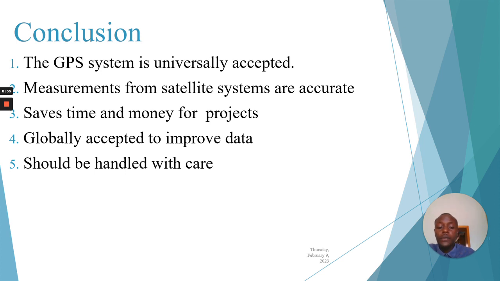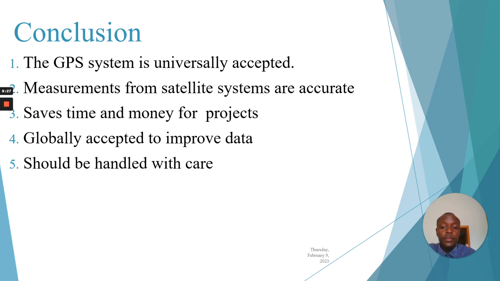In the conclusion, number one, the GPS system is universally accepted as it is used globally. The measurements from satellite systems are accurate. If you take measurements today, then you come back after 5 or 10 years, the same coordinates that you took today will be the same positioning that you'll acquire in 5 or more years to come. So the systems are accurate.